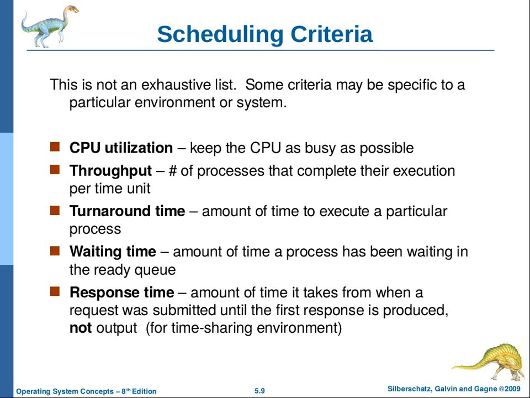Waiting time is the amount of time a process has been waiting in the ready queue. Minimize, because you want that process to be responsive to the user. And response time is minimized. It's the amount of time from when a request was submitted until the first response is produced. All right. Are there any questions about these 5?